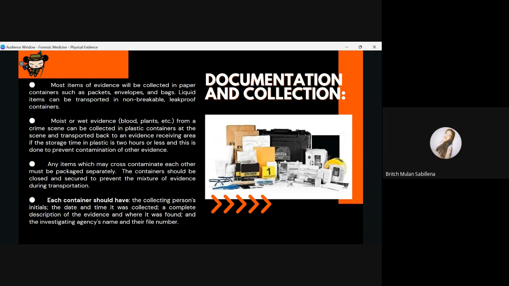And lastly, each container should be clearly labeled with the collecting person's initials, the date and time it was collected, a complete description of the evidence and where it was found, and the investigating agency's name and their file number. This information helps track the evidence and ensure its integrity.